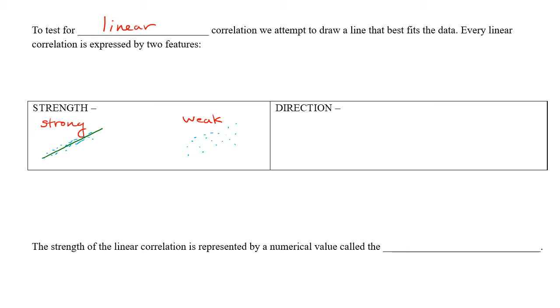So for instance, here we get a bunch of dots that are maybe closer to a straight line compared to here, even though there's this upward trend. Maybe the dots here are a little bit further away from that line. So here the strength is determined by how closely the data fits to a line.